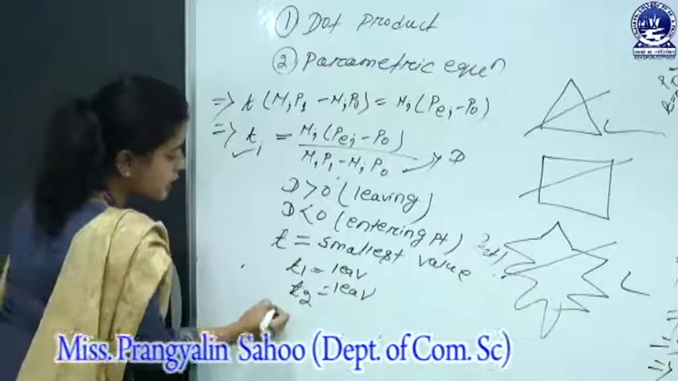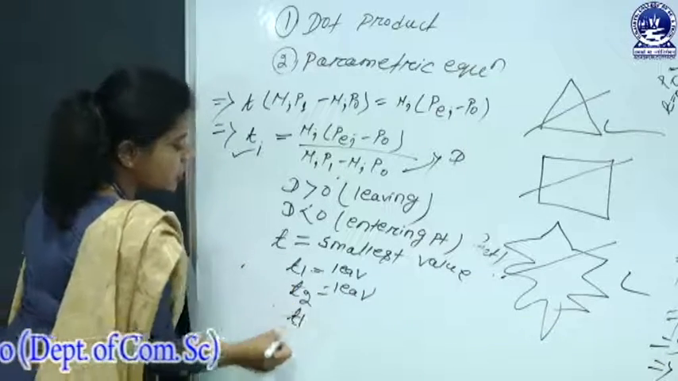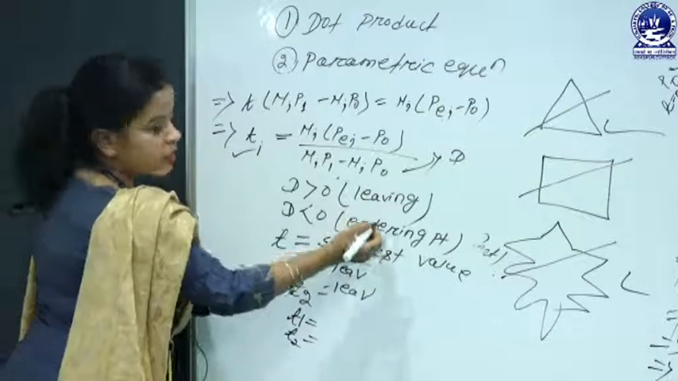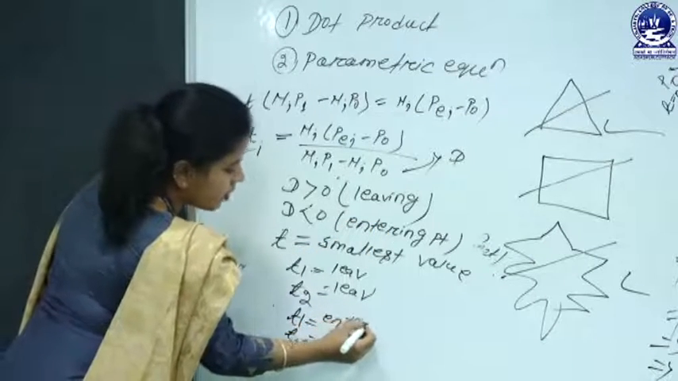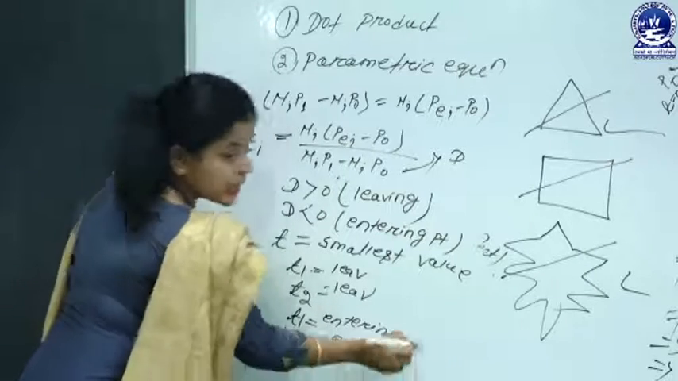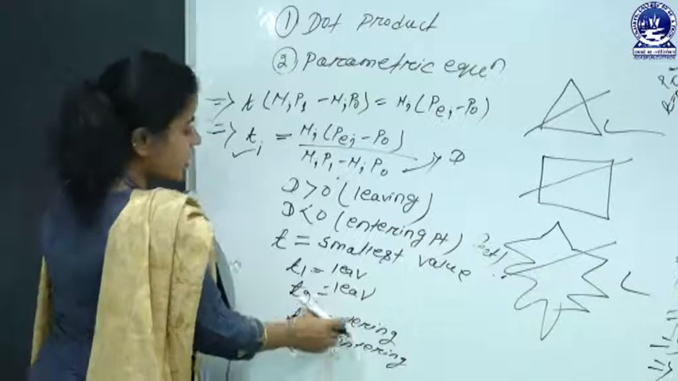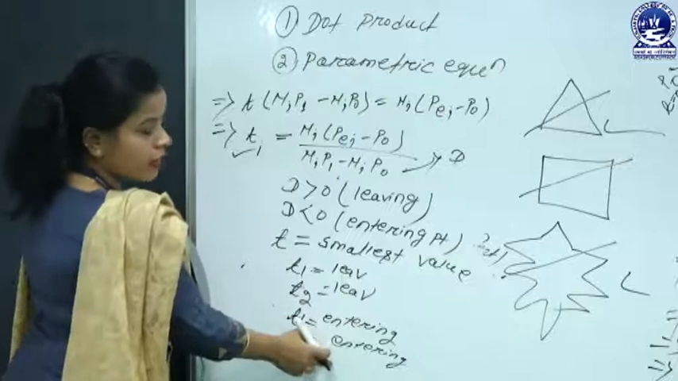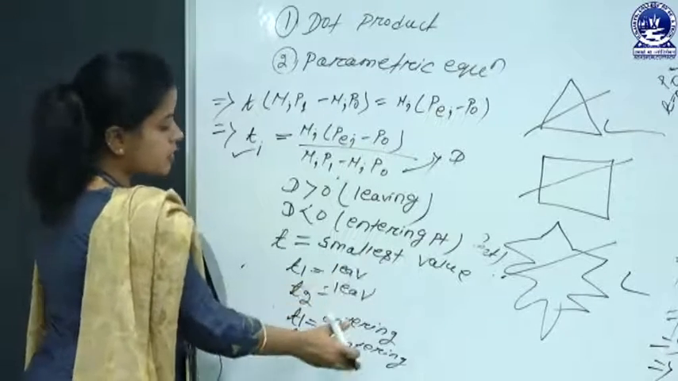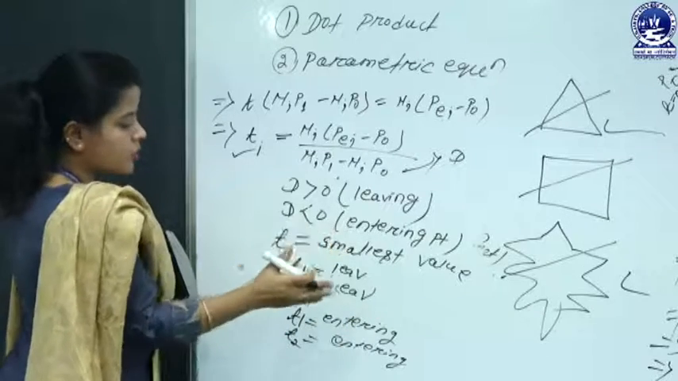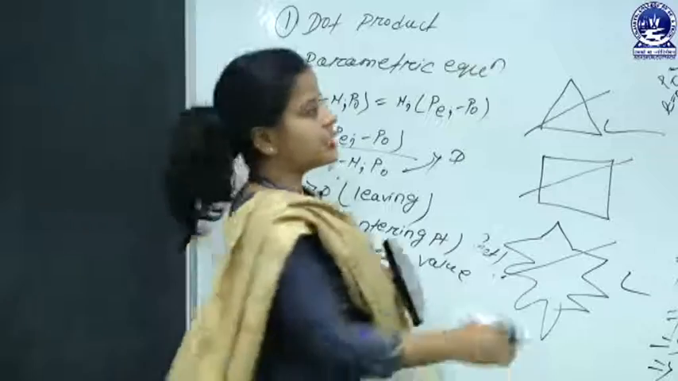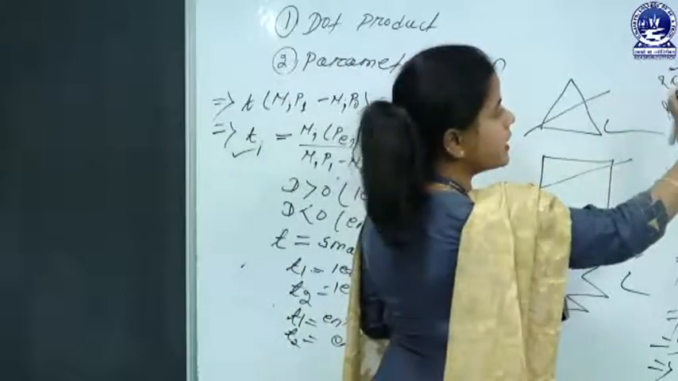Similarly, if the values T1 and T2 are both entering points, we check which has the highest value. Using that highest value we put it in the parametric equation, and whatever the resultant outcome is, we take it as the intermediate coordinate point.